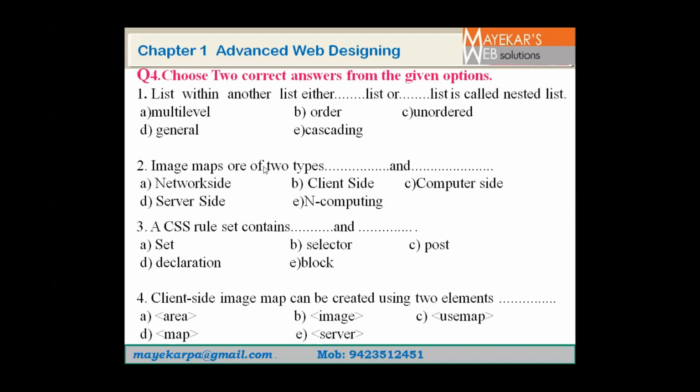See what the question is asked. The question is list within another list. Either in this type of list or this type of list is called nested list. So what are the two types of list in which we can use nested list? Either it may be ordered or unordered. Okay, so here two right answers, order and unordered.